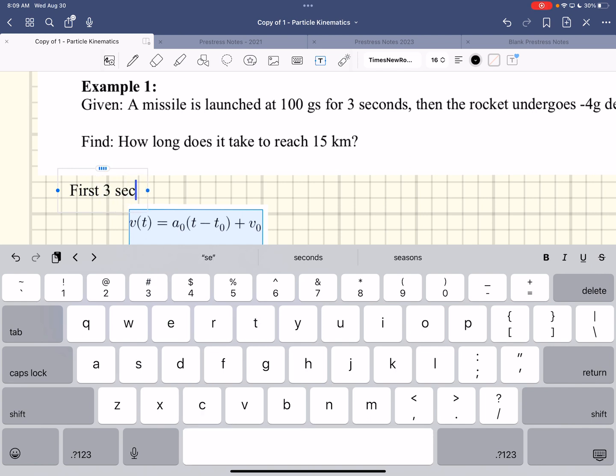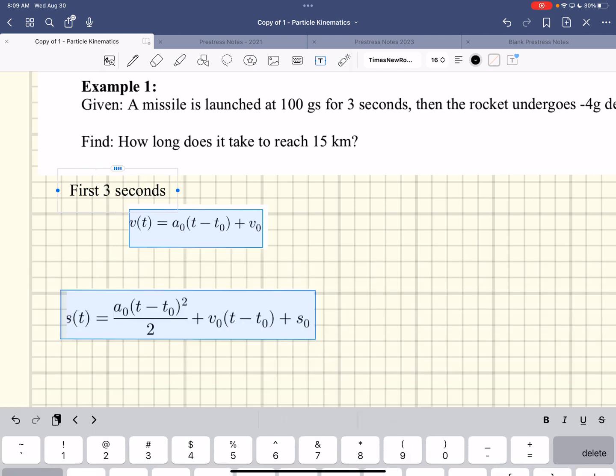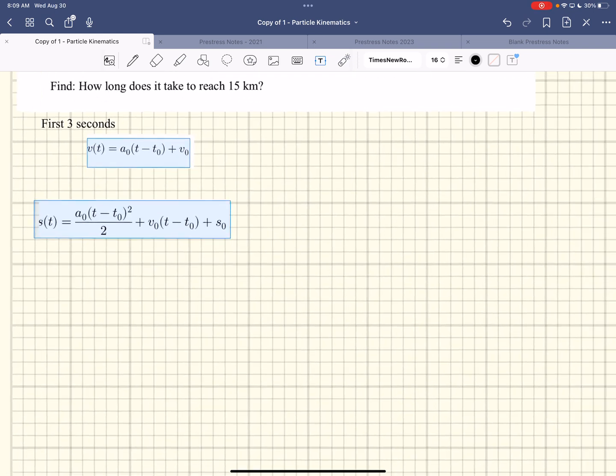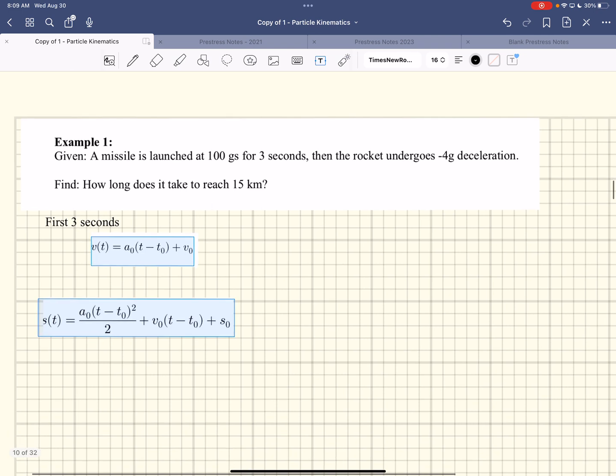I'm just trying to keep it as clean as possible here. So it's labeled. We're going to do the first 3 seconds. That's going to tell us what our velocity is. I need to know what my velocity is after the first 3 seconds, and then I need that velocity to figure out what the position is after the first 3 seconds.